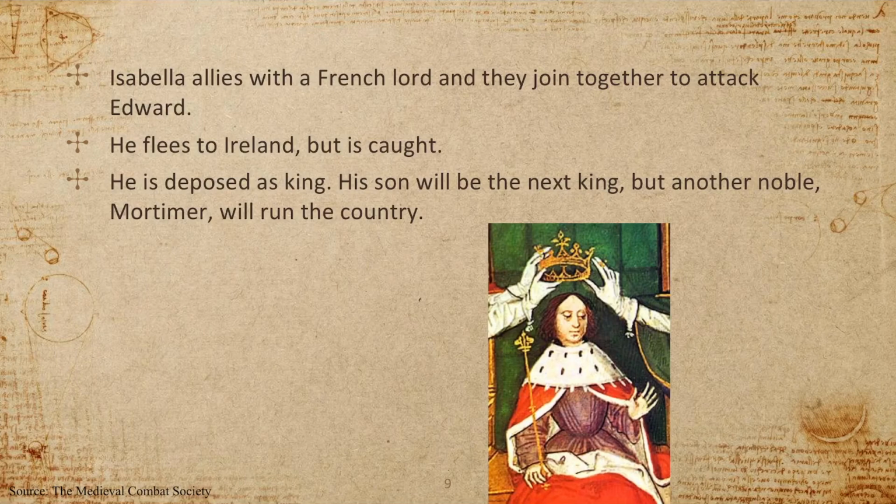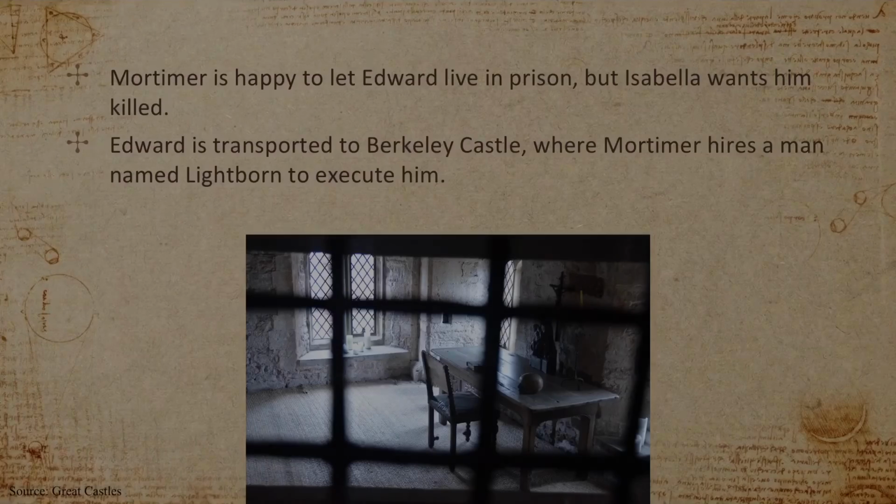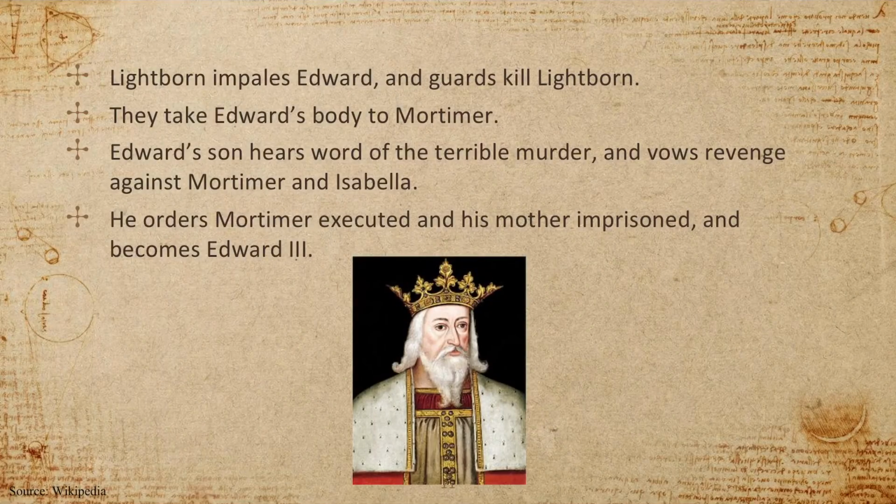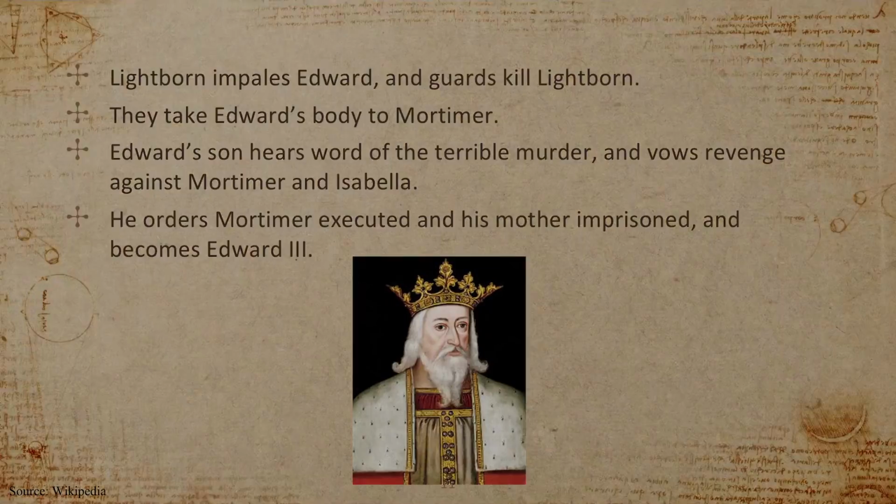His son will be the next king, but another noble, Mortimer, will then run the country. Mortimer is happy to let Edward live in prison, but Isabella wants him dead. Edward is transported to the Berkeley Castle, where Mortimer hires a man named Lightborn to execute him. Lightborn impales Edward, but guards kill Lightborn. They then take Edward's body to Mortimer, and Edward's son hears word of the terrible murder and vows revenge against Mortimer and Isabella. He orders Mortimer to be executed and his mother imprisoned, and becomes Edward III.